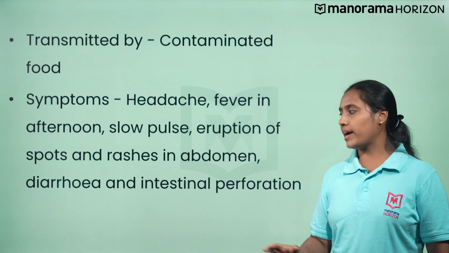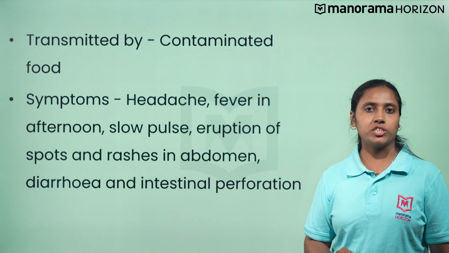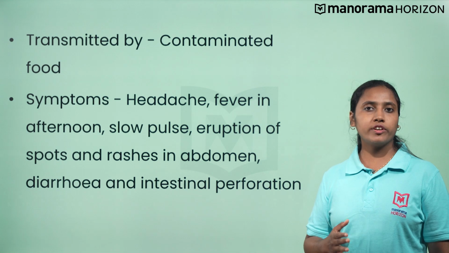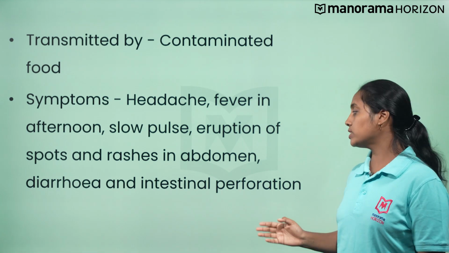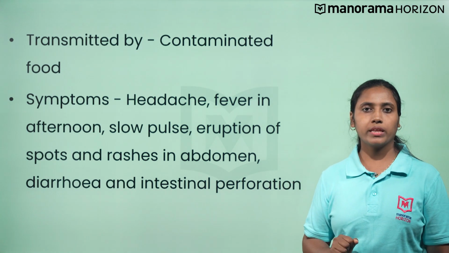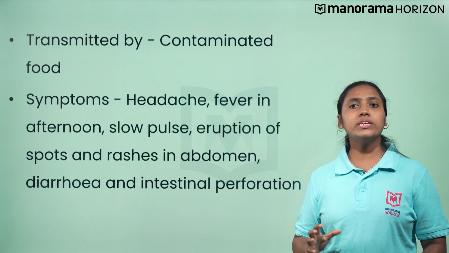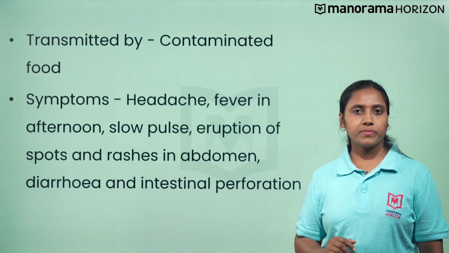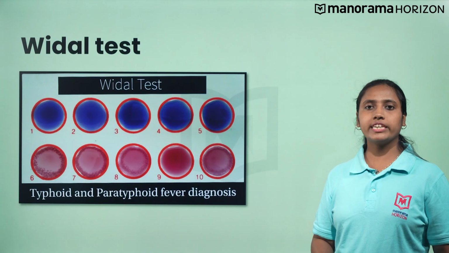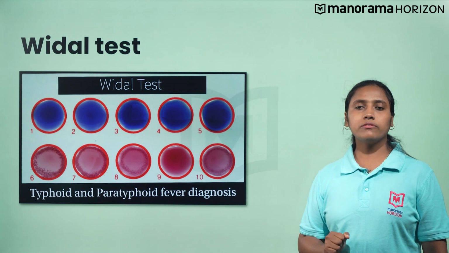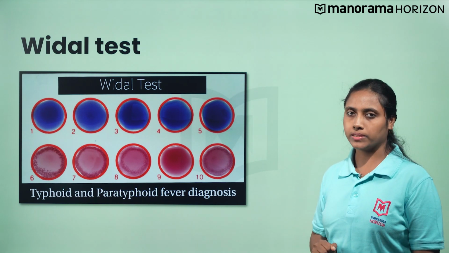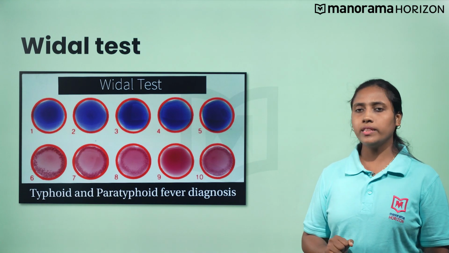Now what is meant by intestinal perforations? Intestinal perforation is the loss of continuity of the bowel wall causing inflammation. Now, how is typhoid detected? Any idea? Typhoid is detected by Vidal test. Let's now see viral diseases. We'll start with polio.